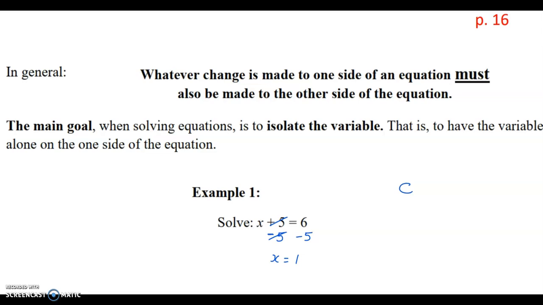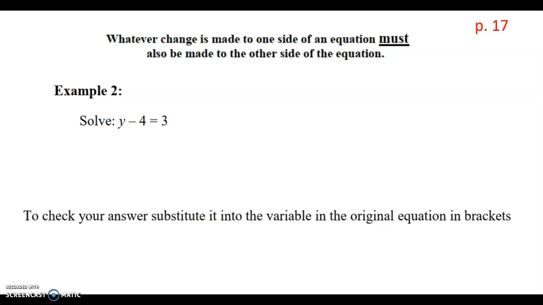And we can check using substitution. So where we see x, we can take our answer, 1, and substitute it for x in the original equation. And we ask ourselves, do we have balance? 1 plus 5 is 6, and 6 is equal to 6. Therefore, we've done our solution correctly. So remember, our goal is to isolate the variable, and whatever we do to one side, we have to do to the other.